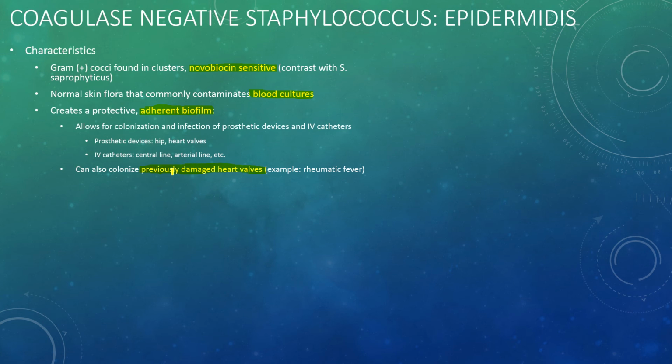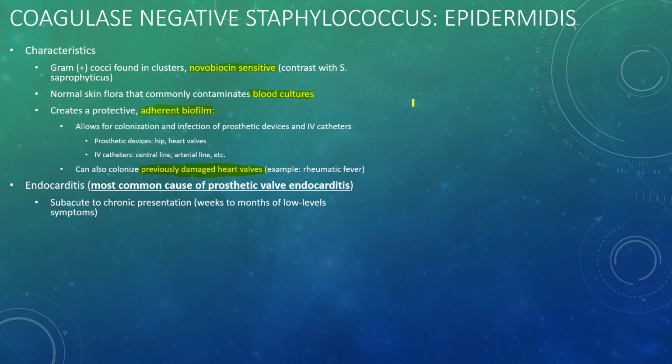So while Staph aureus usually can colonize a native valve or a valve that's not been damaged previously, Staph epidermidis usually needs a previously damaged valve for it to be virulent. And rheumatic fever can cause damaged heart valves. Remember, for endocarditis, the most common cause of prosthetic valve endocarditis is Staph epidermidis. So if you have a prosthetic valve, that's what you should always be thinking about in the back of your head if a patient comes in with a new onset murmur and a low-grade fever and chills.